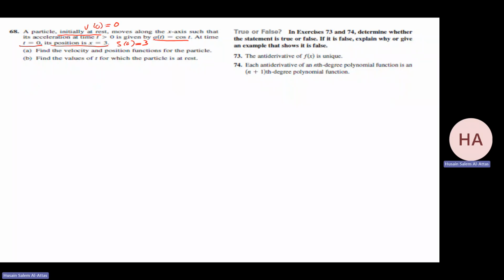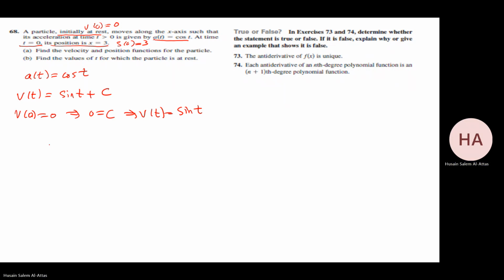When it says initially at rest, it means its velocity is 0. So I have a of t equal cosine t. What will be v of t? The integral of this, which is sine t plus c. Yeah, v at 0 equals 0. That implies 0 equals c. So my v of t is sine t only.